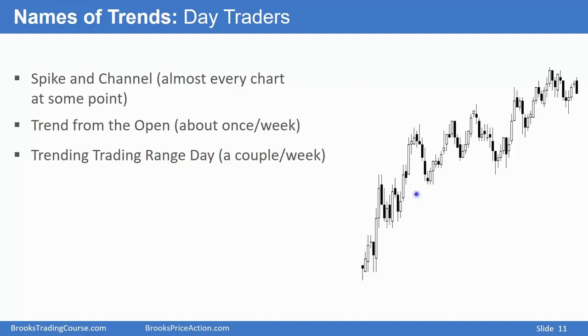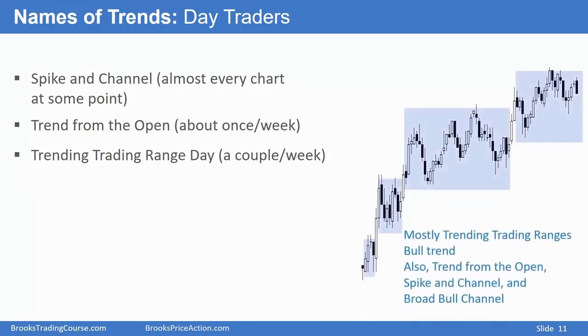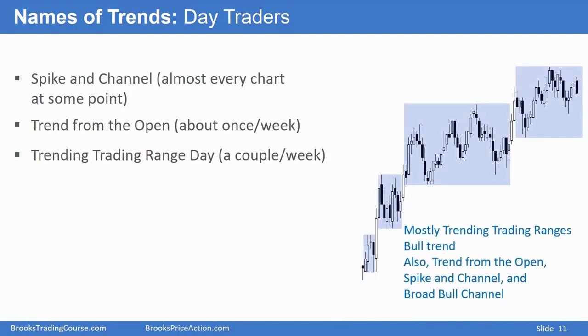But if this is a trend from the open bull trend, they happen about once a week on an intraday chart. It could also be a trending trading range day where the market breaks out and then forms a big trading range, although in this case it has not yet formed a trading range. You can argue there's a trading range here, trading range here, trading range there, and it's a trending trading range day. Typically, a trending trading range day just has a couple trading ranges, and if you start to get 4 trading ranges like this, I don't use that term, trending trading range day. Instead, I would call it a spike and channel bull trend. I would call it a trend from the open bull trend.